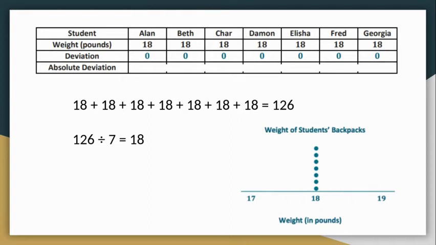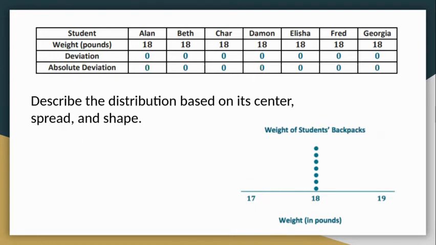We can represent this using a simple dot plot like the one here. When looking at the absolute deviation, we're simply recording the deviation without direction. Since each of the deviations is at 0, our absolute deviations are as well. Our next task is to describe the distribution based on its center, spread, and shape. The center can be measured by the mean of 18. There is no variability, meaning our spread is all concentrated on a single value, and there is no skew in shape.